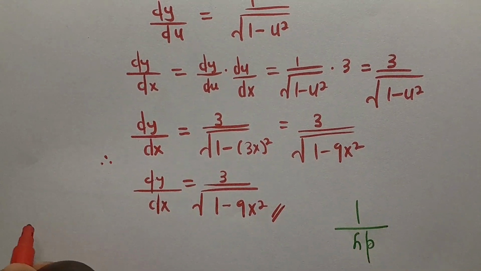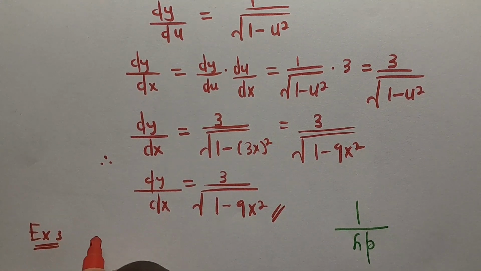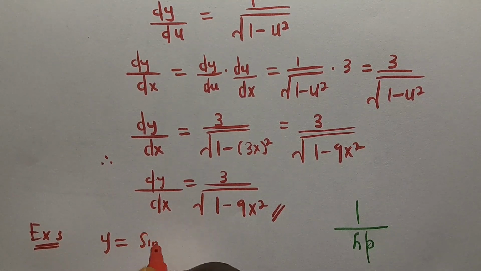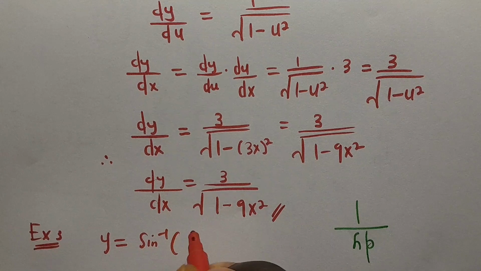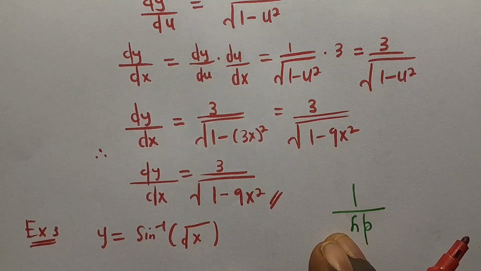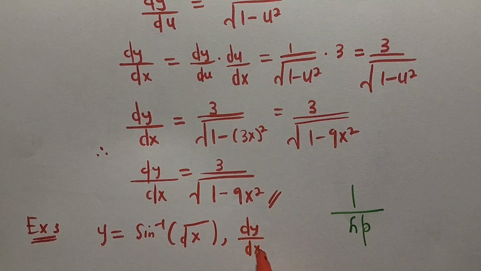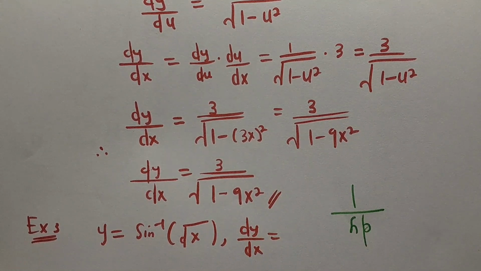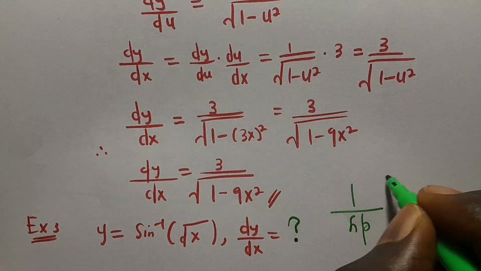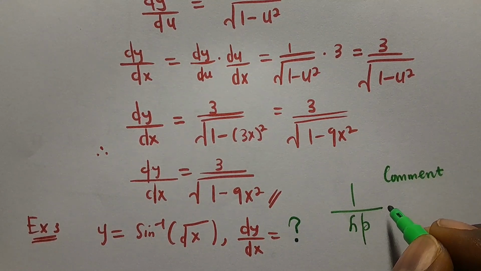So you can try this. Example 3: when y equals sine inverse of the square root of x, now obtain dy over dx, which will be equal to what? Provide your answer below.